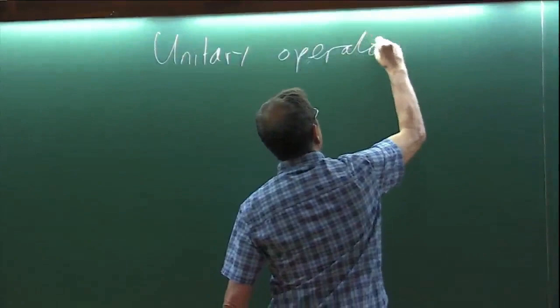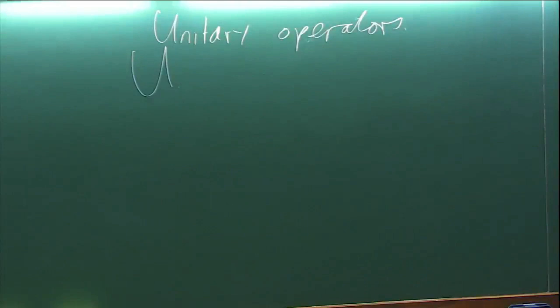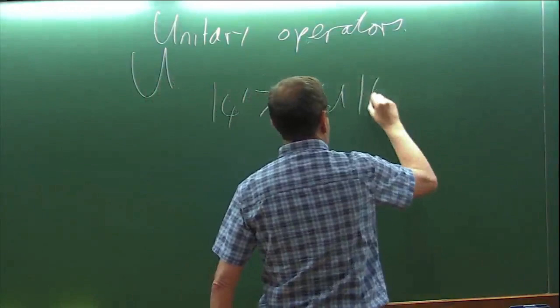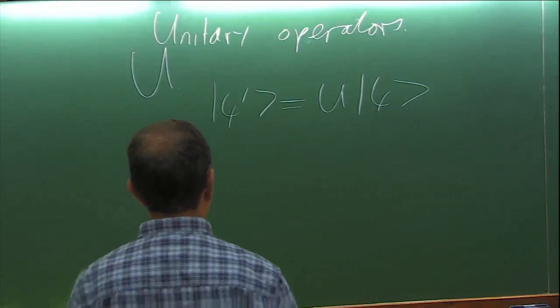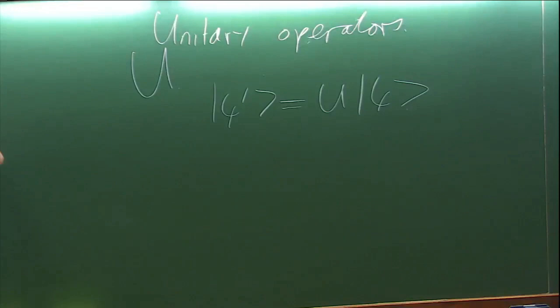There's some operator U, which will transform the state psi into a different state, psi prime. So in this paradigm of quantum computing, we will start with some initial state, and we will act on it with a series of discrete unitary transformations. So note two things about these transformations.